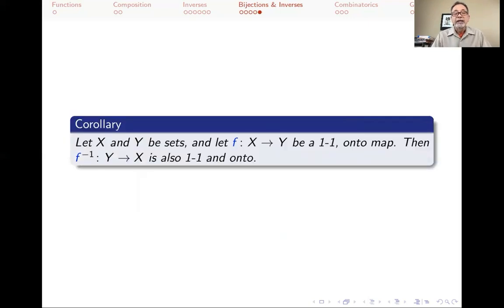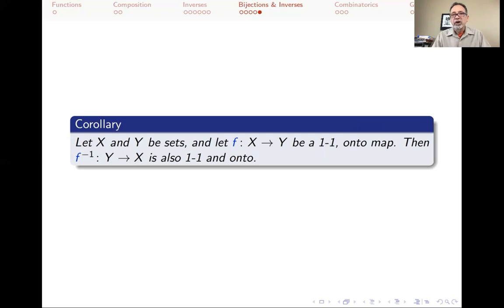So we proved that a function has an inverse if and only if it's 1 to 1 and onto. A corollary is if you start with a 1 to 1 onto map, then the inverse is also 1 to 1 onto. The proof is pretty straightforward. If f is 1 to 1 onto, it has an inverse, f inverse. But f inverse has an inverse, f. Because it has an inverse, it's 1 to 1 onto by the theorem. So I'm using the theorem twice. Once to say that f has an inverse, and the other to say that f inverse, because it has an inverse, it's 1 to 1 and onto.